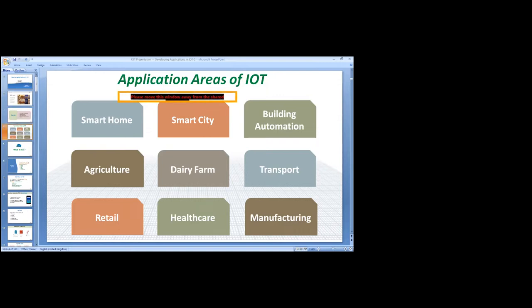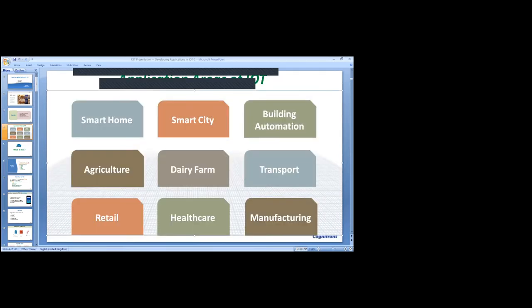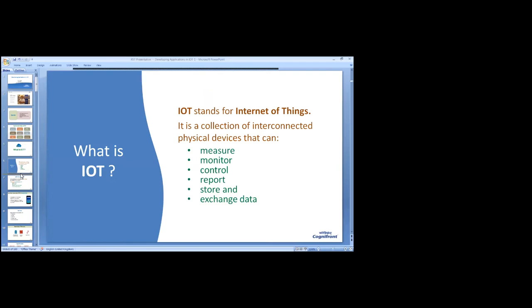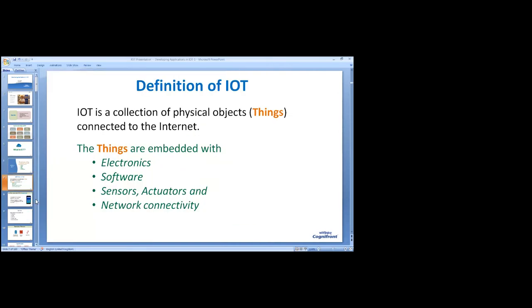So, from the point of view of today's agenda, we have to discuss how to develop an IoT application in any one of these areas. Friends, as discussed yesterday, any IoT device is capable of measuring, monitoring, controlling, reporting, storing, and exchanging data. There are four important parts in any IoT device, which we call a thing, namely electronics, software, sensors and actuators, and the last thing, network connectivity.